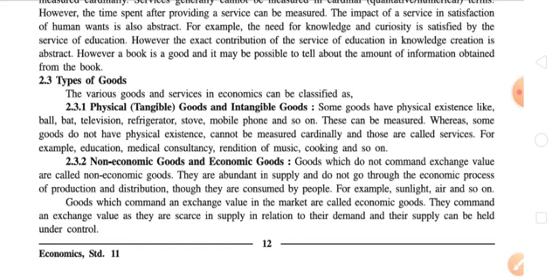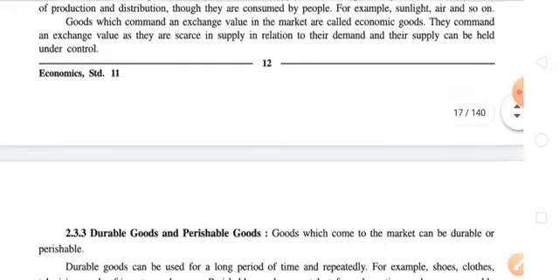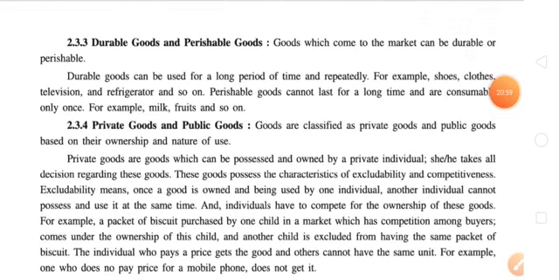And fourth one, the examples of these goods. Examples of non-economic goods are sunlight, air, etc., while examples of economic goods are all those sellable goods which are sold in a market at different prices. So here we have discussed two categories. First one is physical or tangible goods and intangible goods, and second one is non-economic goods and economic goods. Now let us move forward to the third type, that is durable goods and perishable goods.